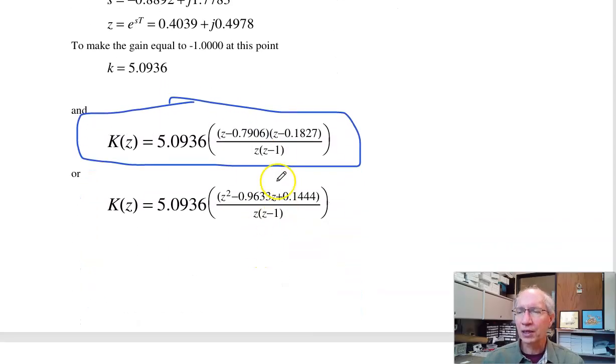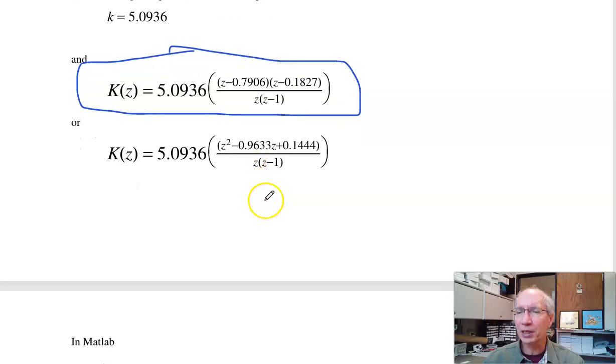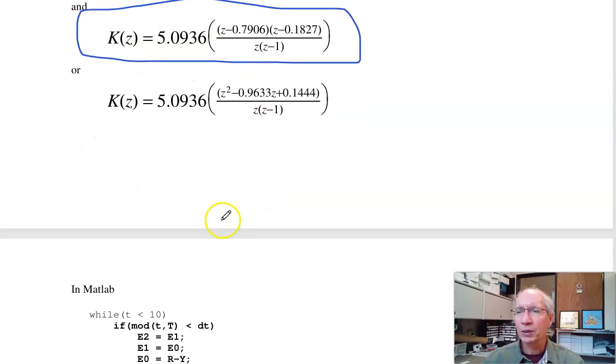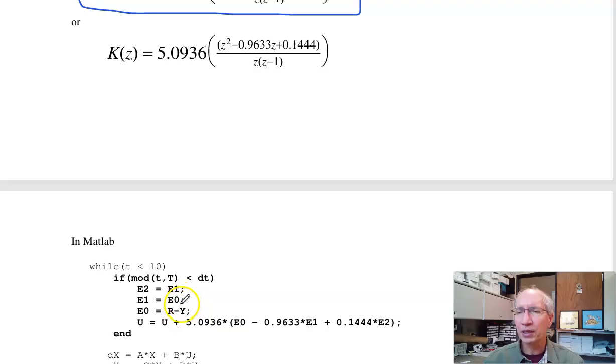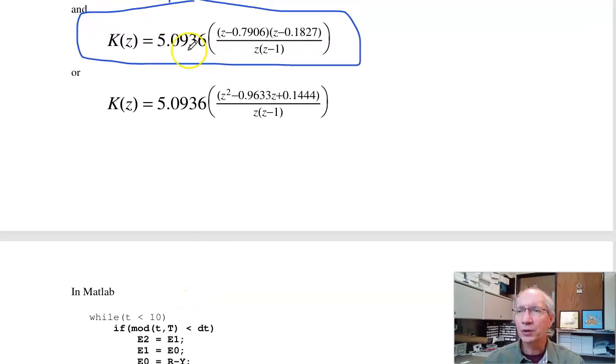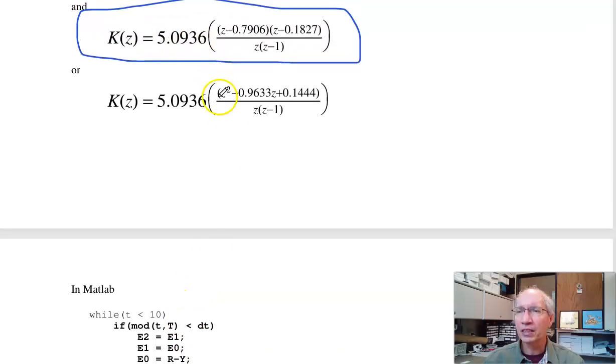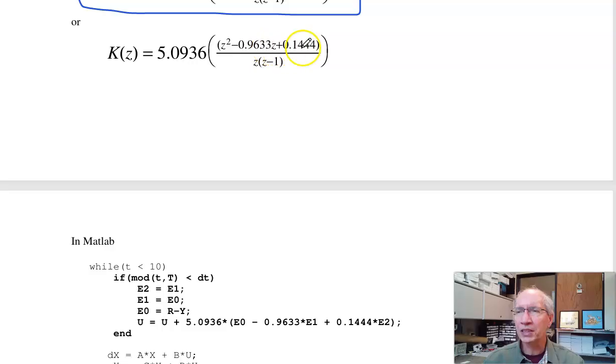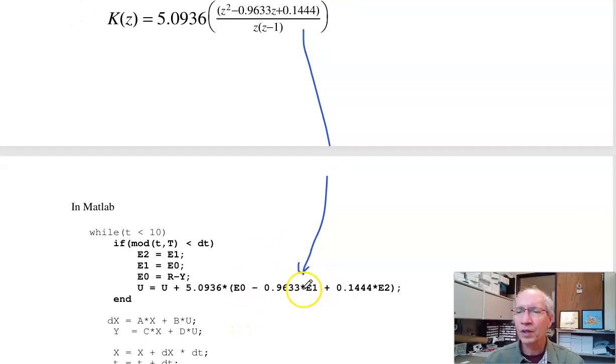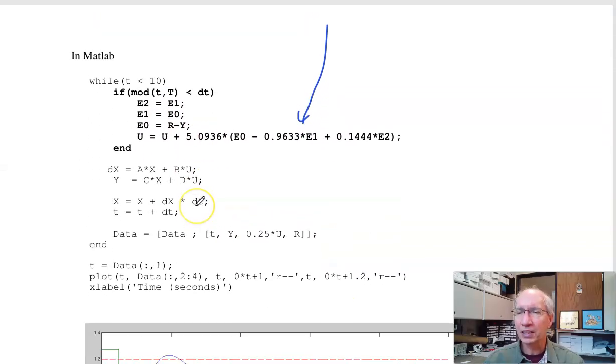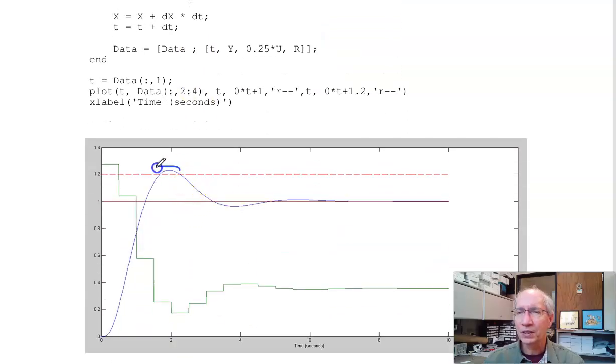To check my answer, I'll multiply out the numerator, denominator polynomials. So here's my system. I'll remember the current error, one sample ago, two samples ago. Here's the numerator polynomial, 5.09, z squared minus 0.96z plus 0.144. That shows up right here. Let that puppy run for 10 seconds, and here's what I get. Once again, 20% overshoot, close. Here's my input U. There's the output Y.